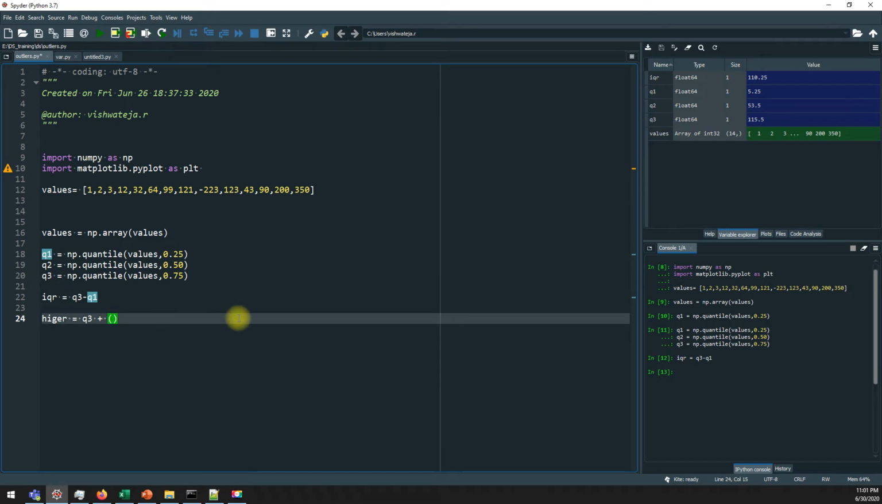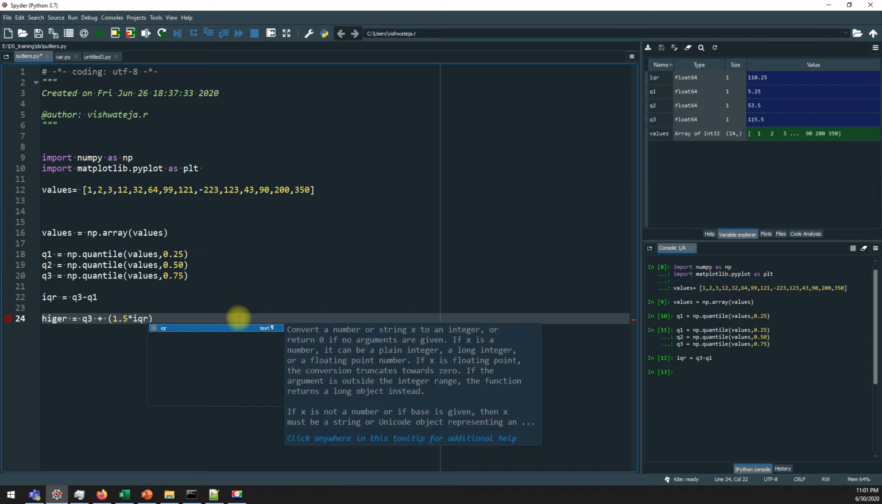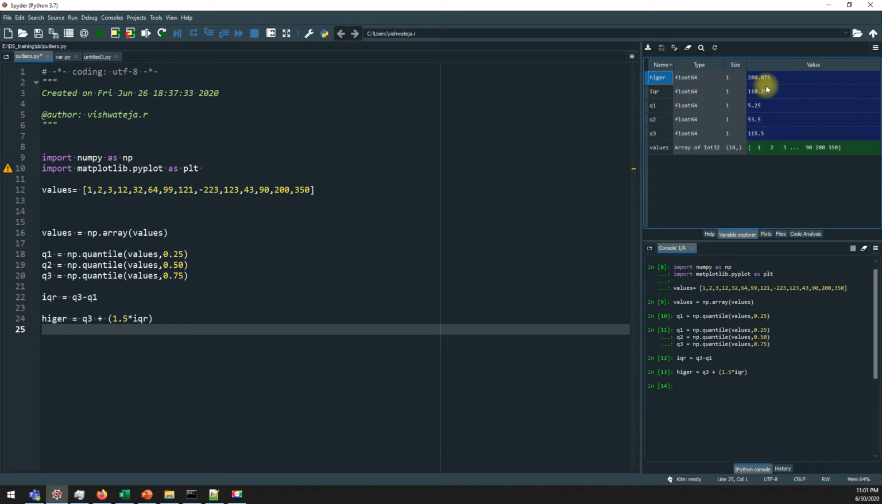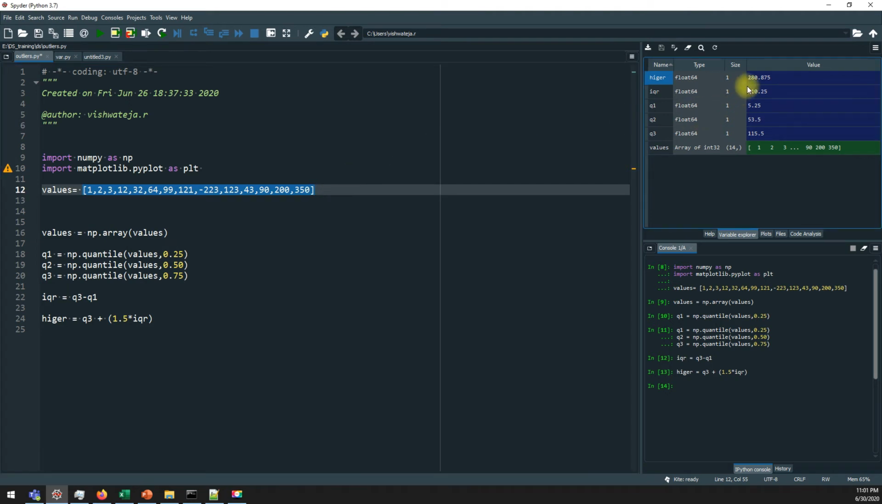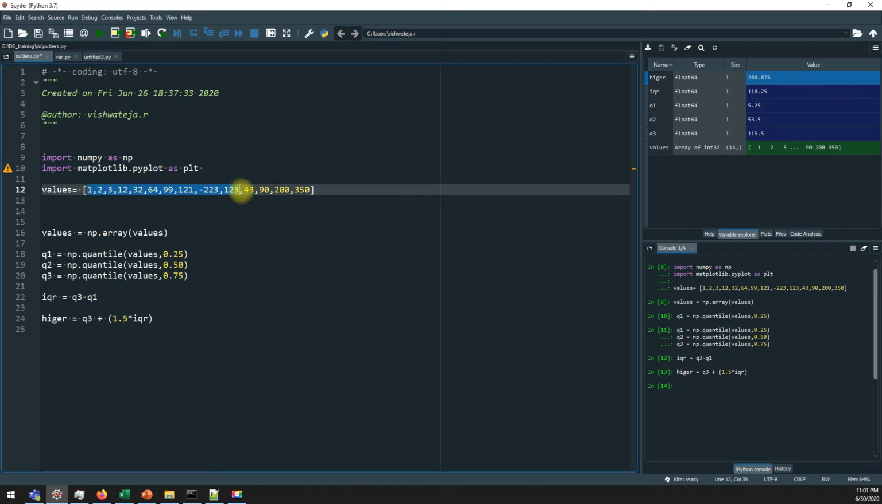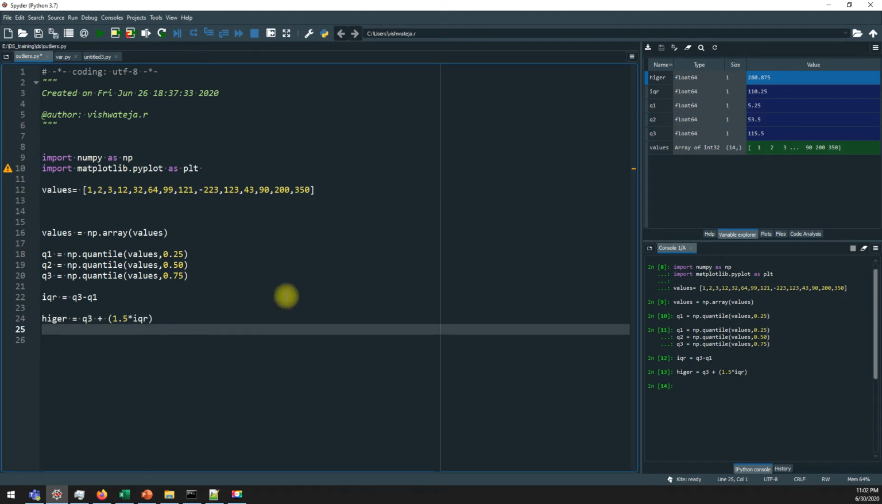So now 1.5 times of IQR. If I run this, so 280. I can say any value in this given list which is greater than or equal to 280, it's an outlier. If you see any value which is greater than 280 here, I have 350. So I can conclude 350 is my outlier.